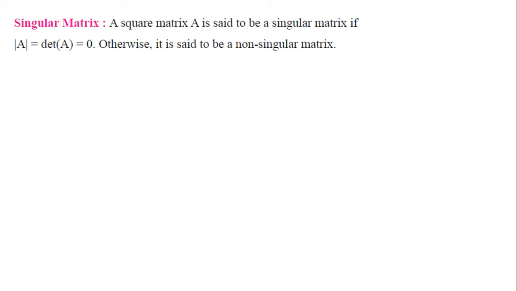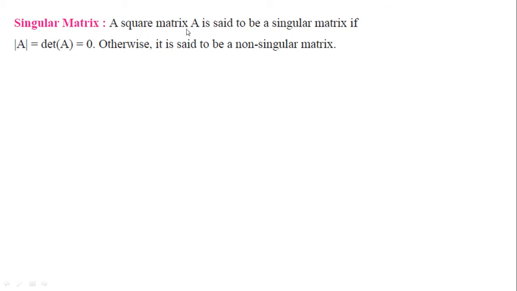A square matrix capital A is said to be a singular matrix if the determinant of A is 0. Otherwise it is said to be a non-singular matrix. So this is the definition.